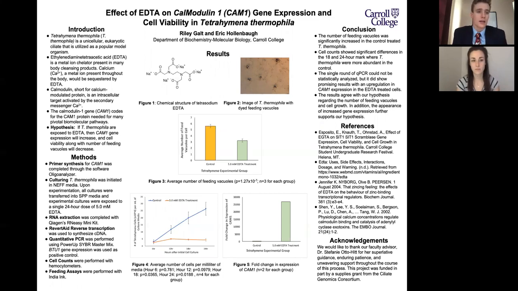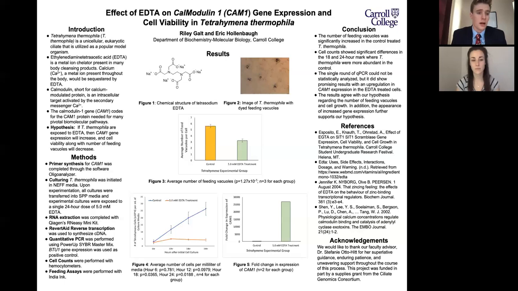EDTA is ethylenediaminetetraacetic acid, and it's a metal ion chelator that's present in a lot of body cleansing products, like soaps and shampoos, and it's even present in some fortified foods. Calcium is something that would be sequestered by EDTA, and it's a metal ion that's present throughout the body. CalModulin, short for calcium modulated protein, is an intracellular target that's activated by calcium.